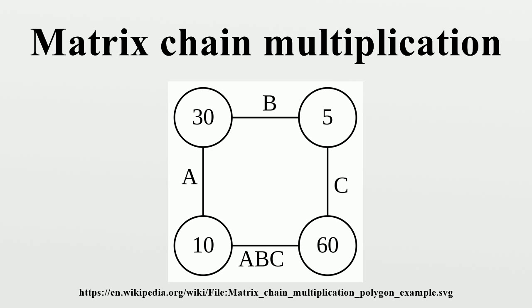For example, suppose A is a 10 times 30 matrix, B is a 30 times 5 matrix, and C is a 5 times 60 matrix. Then, computing (AB)C takes 1500 plus 3000 equals 4500 operations. Computing A(BC) takes 9000 plus 18000 equals 27000 operations. Clearly the first method is more efficient.